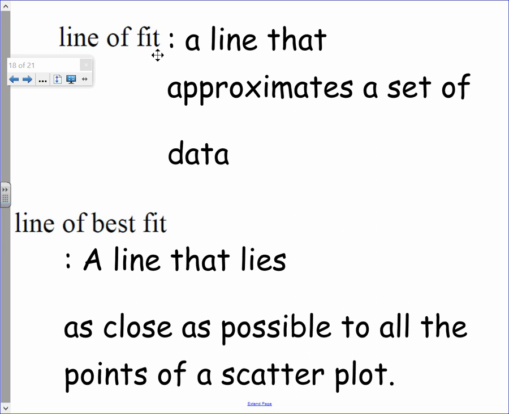While you're writing that down, a line that lies as close as possible to all the points of a scatter plot, I'm going to pass out one sheet of graph paper because we're going to create a scatter plot. And we're going to draw a line of best fit. I'll show you how this is done. That third word we're going to define tomorrow, so make sure you're not absent tomorrow. Correlation coefficient.